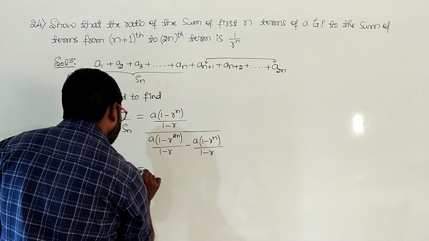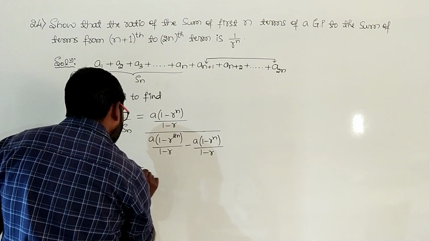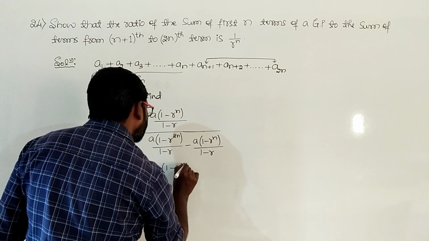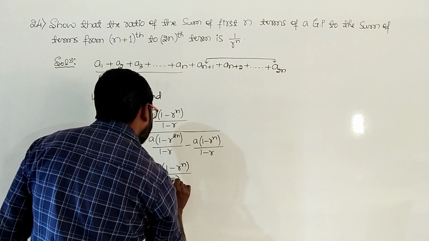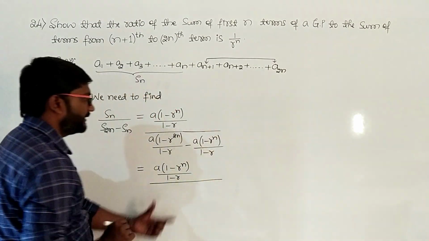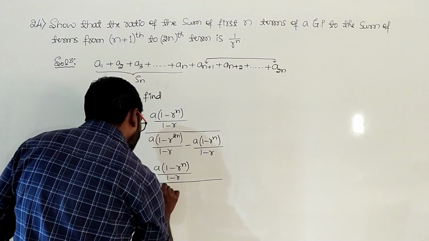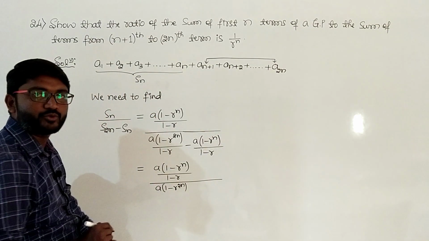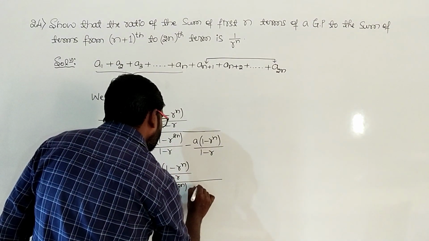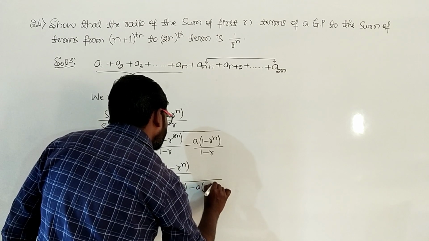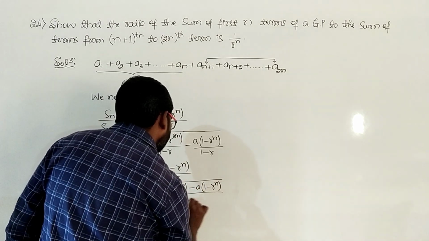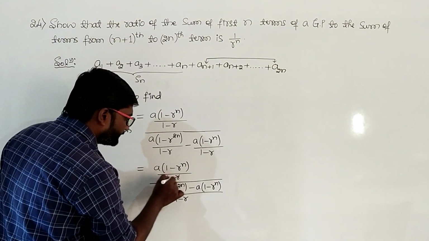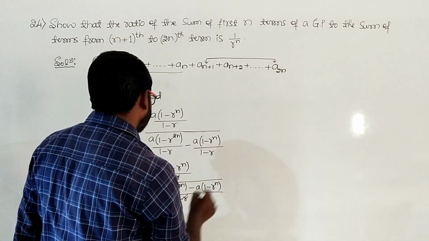This is equal to, I will write the numerator as it is, A into 1 minus r raised to n divided by 1 minus r as it is, then whole divided by, take up the LCM now, A into 1 minus r raised to 2n, then minus A into 1 minus r raised to n, then whole divided by the LCM, which is 1 minus r. So, 1 minus r and 1 minus r get cancelled now. Let us simplify this further.